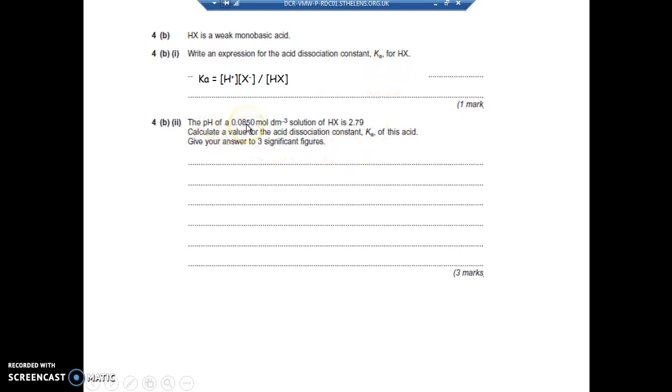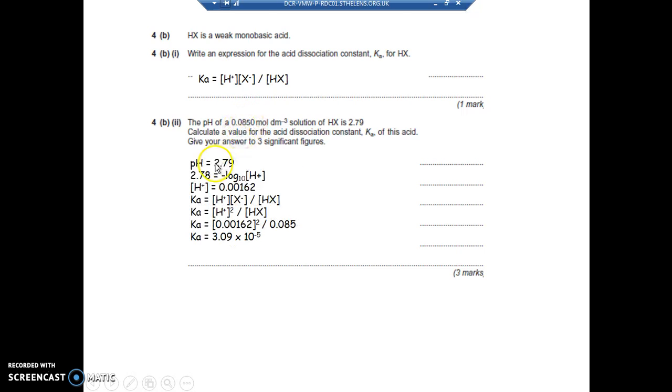Right, the pH. They've given you a pH. Now that's interesting. Why would they give you the pH? Well, the only reason they give you a pH is if they wanted to use this. That should be a 9 there rather than a 2.78. The pH 2.79 is minus log to the base 10 of H plus concentration.